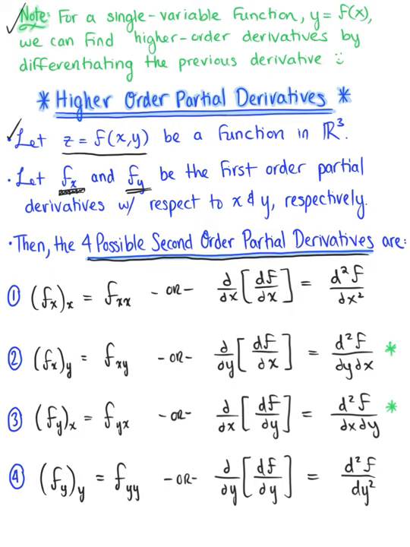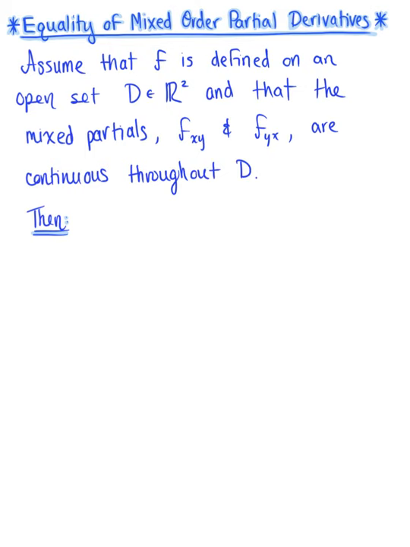So what we're seeing here again is that a function in R3 with two independent variables is going to have four possible second order derivatives. As previously mentioned, there is a special relationship between those mixed second order partial derivatives. And we call this the equality of the mixed order partial derivatives.